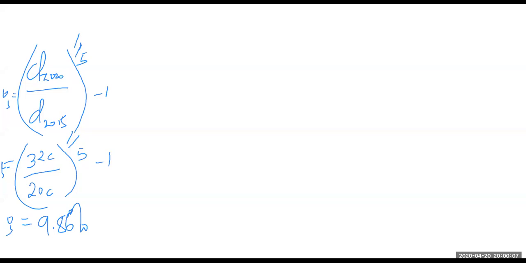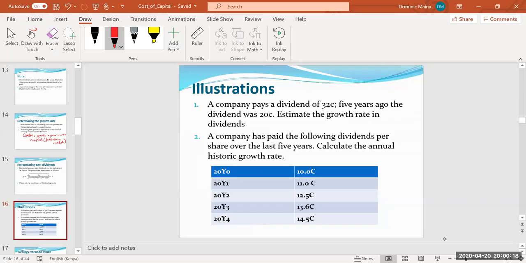Okay, and then we can attempt number two. Let me share it. So that was example one, which got 9.86%. We assume that this is what has been achieved over the past 5 years. Therefore, going forward, we can assume every year the dividend shall be growing at the same rate, 9.86%, the same rate that it has grown for the past 5 years.